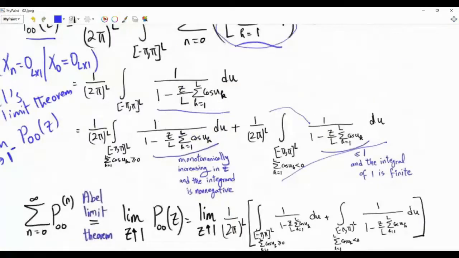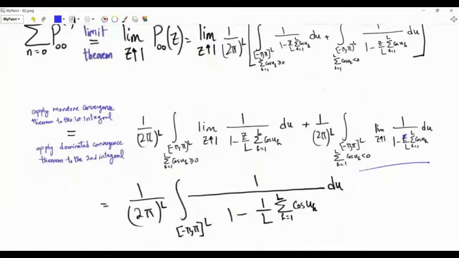What about the first integral? In the first integral, this summation is positive. So we have 1 over 1 minus z times a positive number. Now we cannot upper bound this magnitude by unity like what we did here, but what we can see is that this becomes a monotonic function in z. If you have a function 1 over 1 minus z times a positive number that is less than 1, then this function is monotonically increasing in z, and the integrand is a non-negative value. So we can apply now the monotone convergence theorem when we take the limit. By the monotone convergence theorem, we can take the limit inside, and this z will be 1.